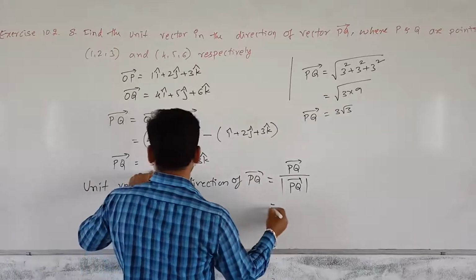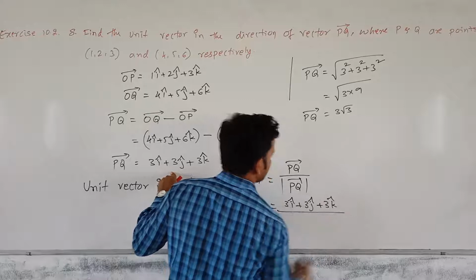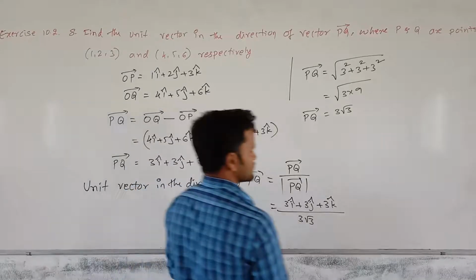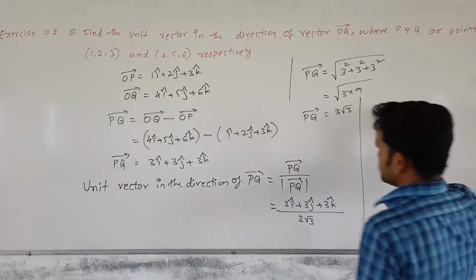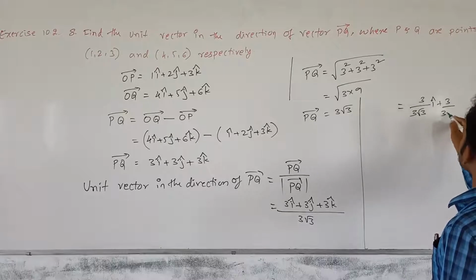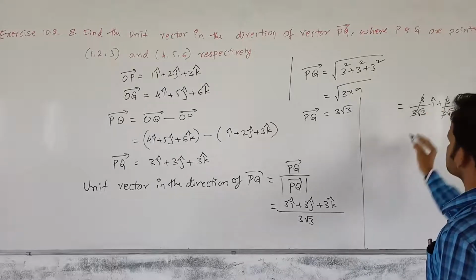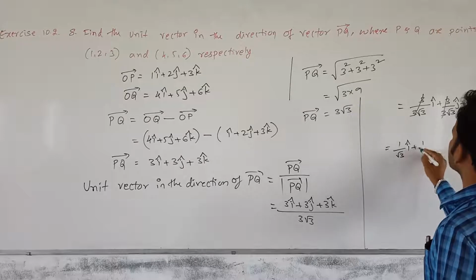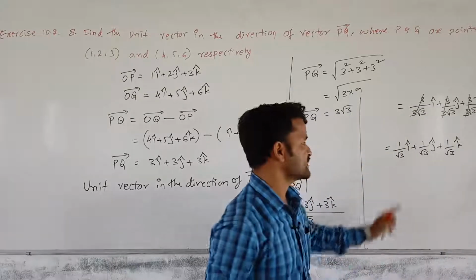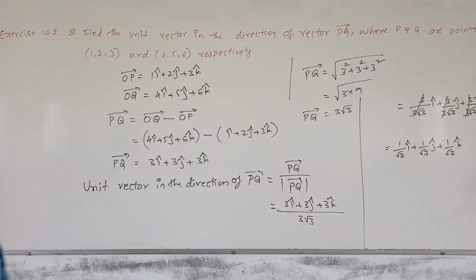We will get the unit vector. This is 3i plus 3j plus 3k divided by 3 root 3. This 3 root 3 will get divided into all the terms. So we have the unit vector as 3 by 3 root 3 into i cap plus 3 by 3 root 3 into j cap plus 3 by 3 root 3 into k cap. The 3 cancels out. We have 1 by root 3 into i cap, 1 by root 3 into j cap, 1 by root 3 into k cap. This is the unit vector in the direction of vector PQ. Okay. This is about question number 8.